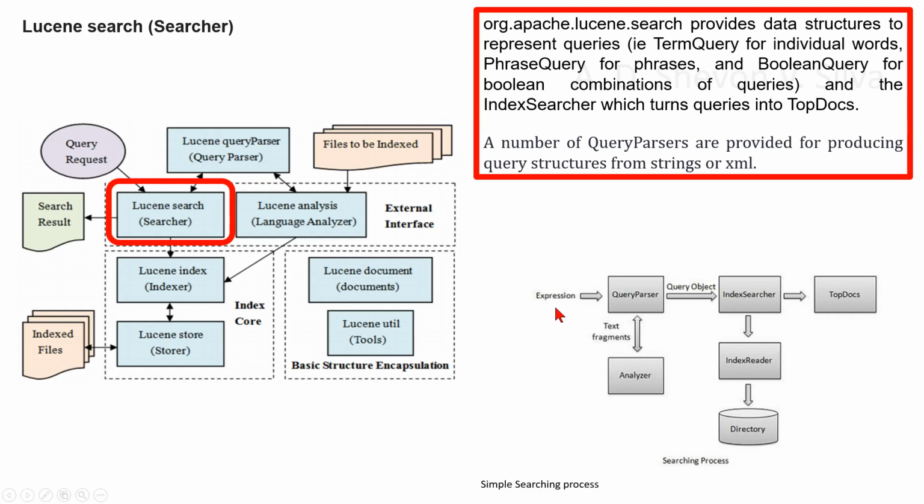Here the expression is connected to query parser. Query parser interacts with the analyzer via text fragment, and query parser is connected to index searcher via query object. Index searcher is connected to index reader, and index reader is connected to directory. And here the index searcher is connected to TopDocs.